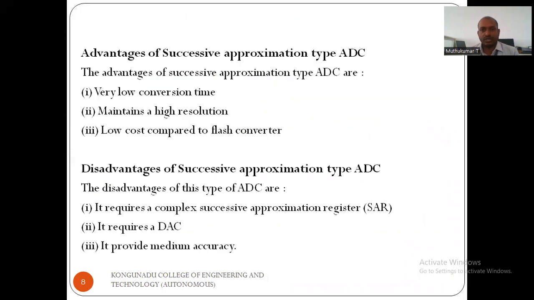So these are the advantages and the disadvantages. Advantages are very low conversion time, high resolution, and low cost compared to the flash converter. Disadvantages are that it requires a complex successive approximation register, it requires a DAC, and it provides medium accuracy only, not maximum accuracy.